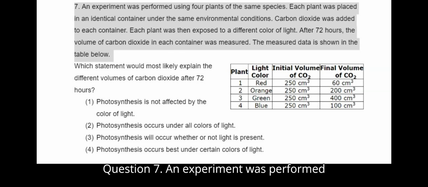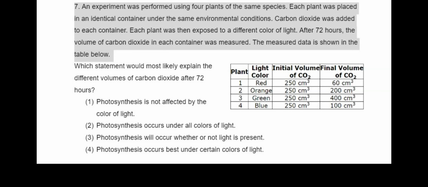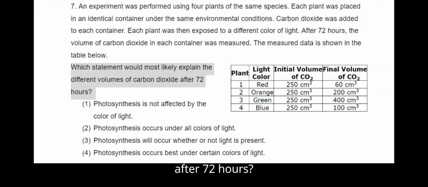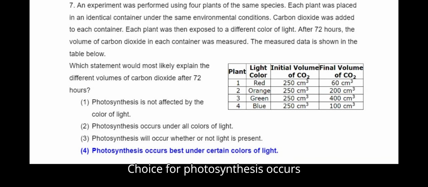Question 7. An experiment was performed using 4 plants of the same species. Each plant was placed in an identical container under the same environmental conditions. Carbon dioxide was added to each container. Each plant was then exposed to a different color of light. After 72 hours, the volume of carbon dioxide in each container was measured. The measured data is shown in the table below. Which statement would most likely explain the different volumes of carbon dioxide after 72 hours? Choice 4. Photosynthesis occurs best under certain colors of light.